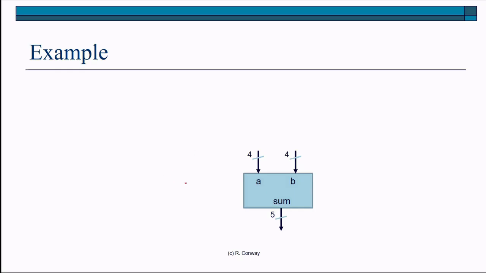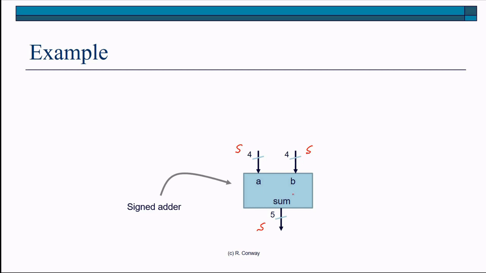Another example is the one shown here. What we want to do is to model an adder that takes two 4-bit inputs and produces an output which is 5 bits. We want this to be a signed adder, so we treat our inputs as signed quantities, 4-bit signed quantities, and we obtain a 5-bit signed output. We label the inputs A and B, and the output is labeled sum.